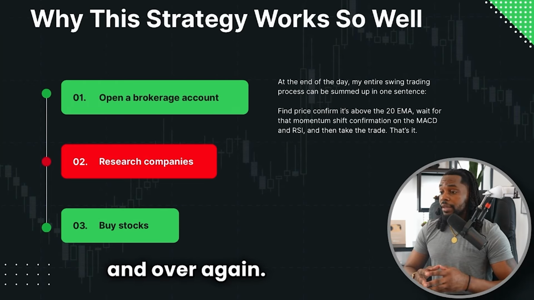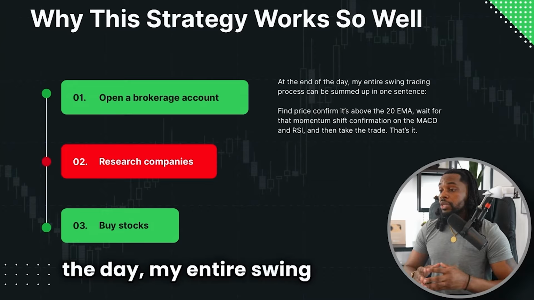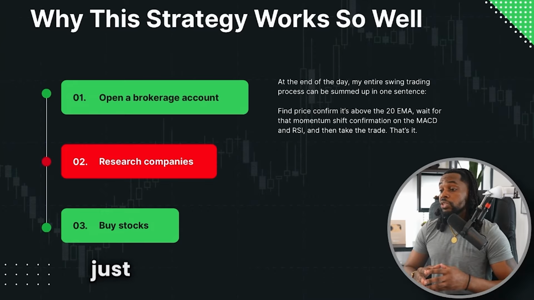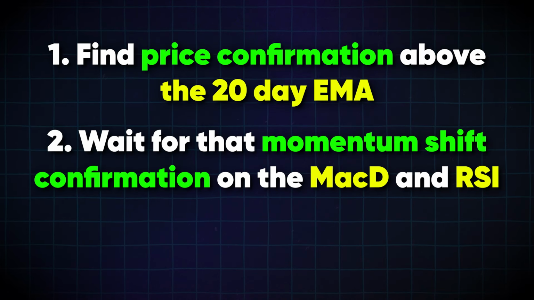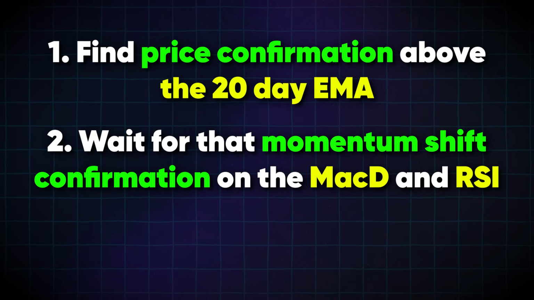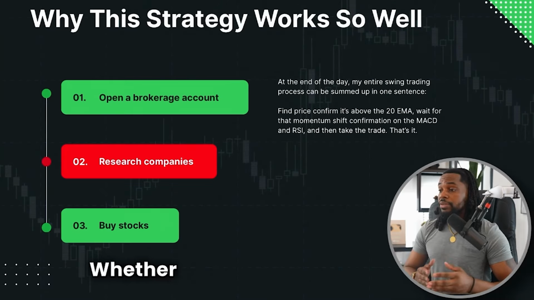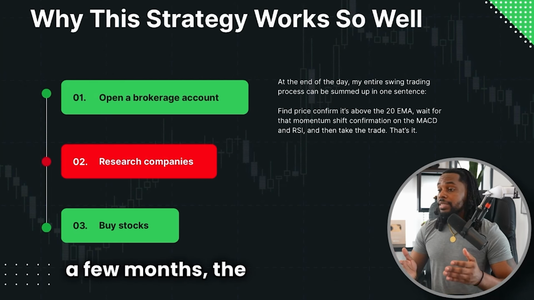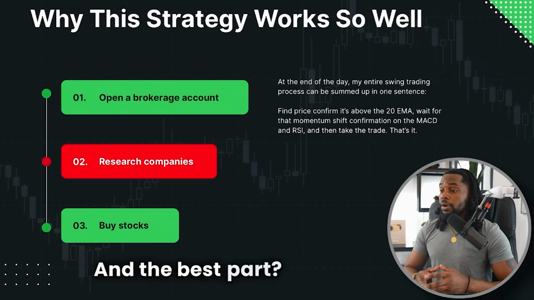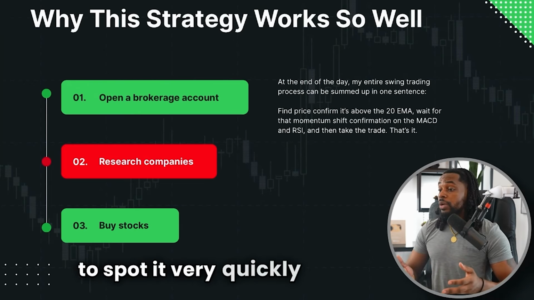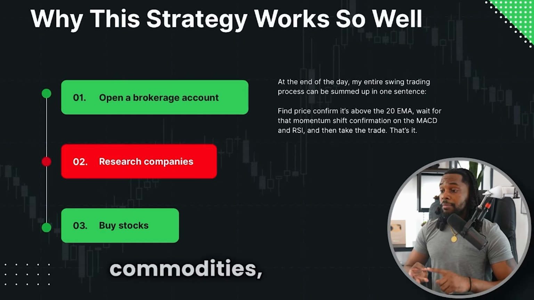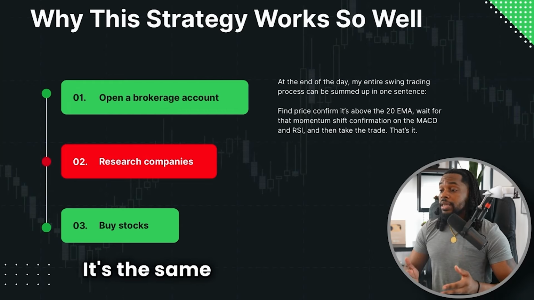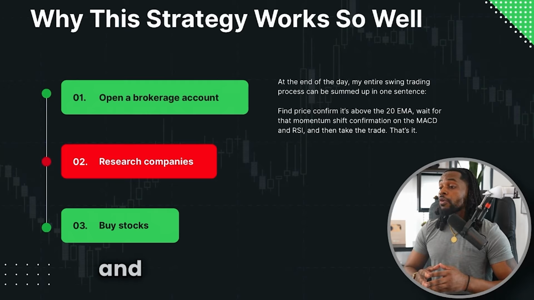over and over again. And at the end of the day, my entire swing trading process can be summed up in really just one sentence. Find price confirmation above the 20-day EMA, wait for that momentum shift confirmation on the MACD and RSI, and then take the trade. Whether it's a daily setup that lasts a few days or a quarterly setup that runs for a few months, the same structure applies. And the best part, you train your eyes to spot it very quickly, and you'll start seeing this setup everywhere. Stocks, ETFs, commodities, even crypto. It's the same market psychology repeating itself over and over again.